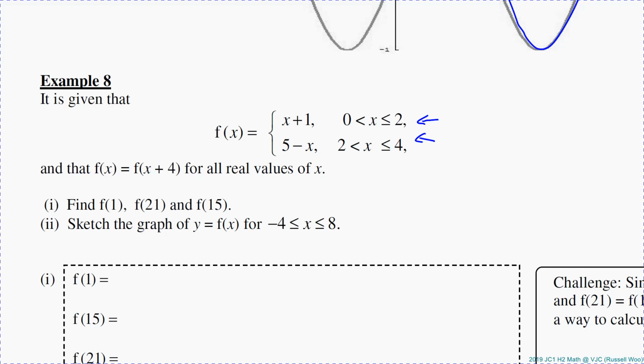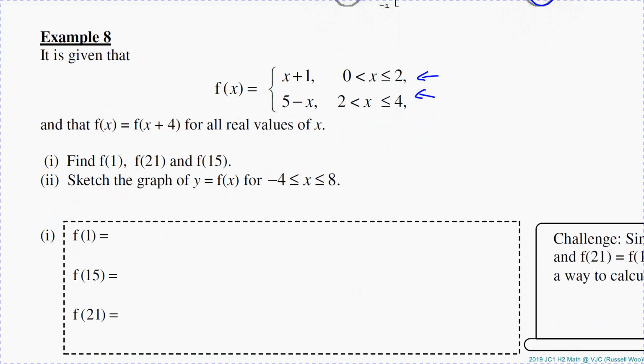So now it may look quite confusing if it's the first time you see it. But let's try and break it down together. First, what is the value of f(1)? Since 1 lies between 0 and 2, we look at here. I don't think it's a big problem. It is just 1 plus 1, which is 2.